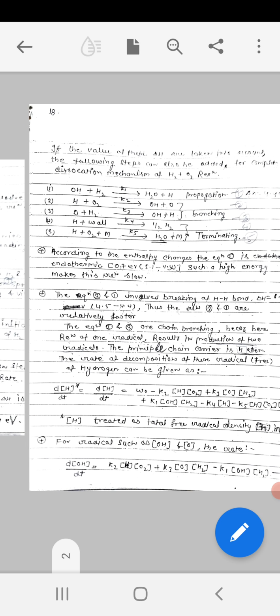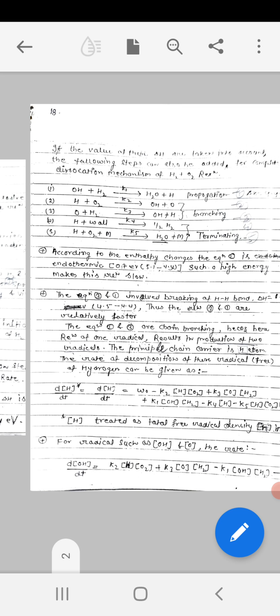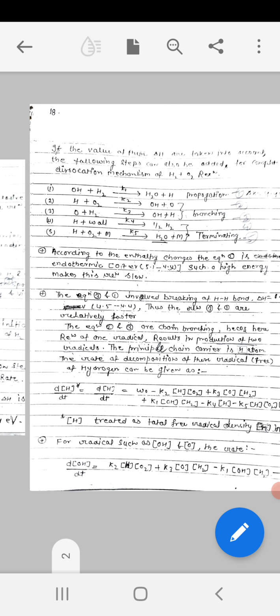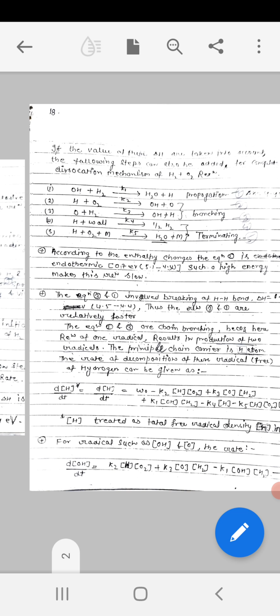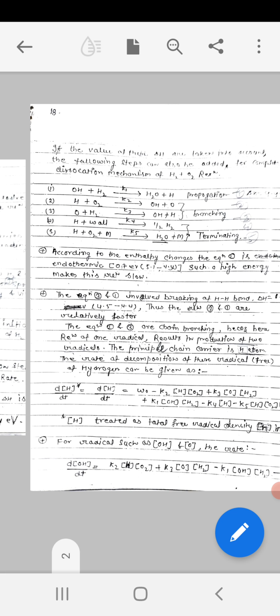into K2HCH2 upon K3CH2 plus K1 in CH2, and this is equal to 2K2HCO2 upon K1H2 minus K4 concentration of H minus K5 concentration of H, O2 and concentration of M. Here, what will get cancelled? K1H2 cancels with K1H2, K3CH2 with K3CH2. So our equation remains W0 plus K2HCO2 plus 2K2HCO2 minus K4 concentration of H free radical and K5 into H into O2 into M.